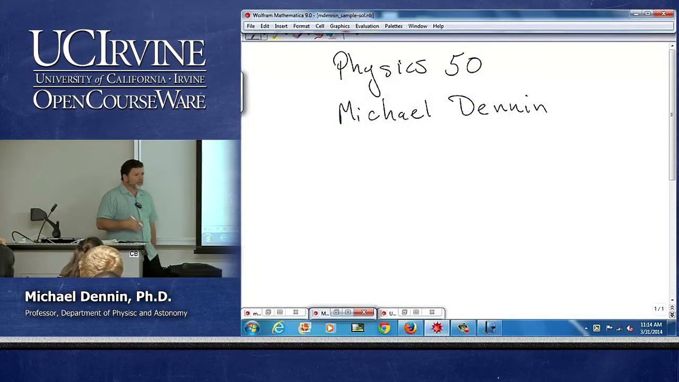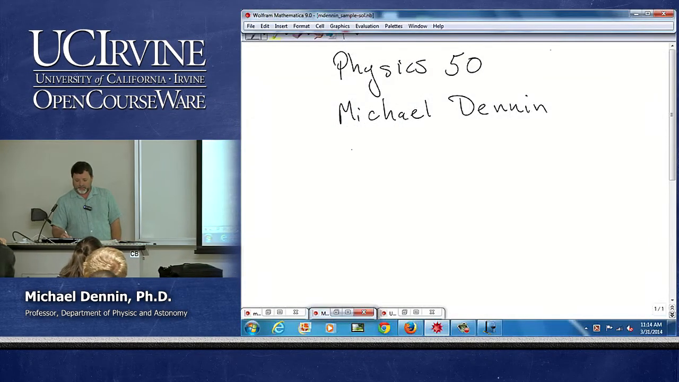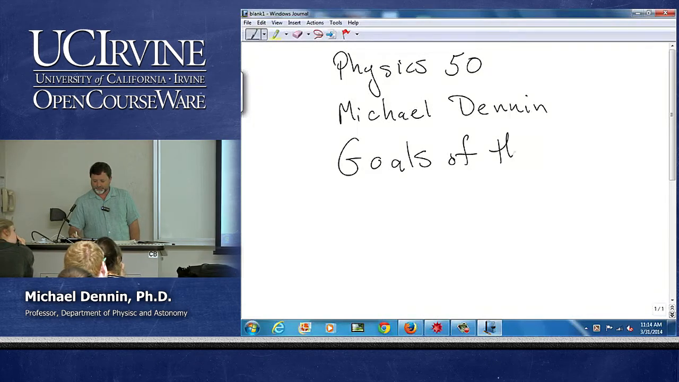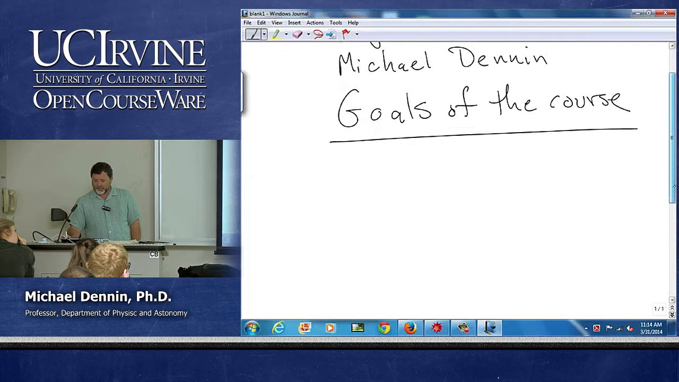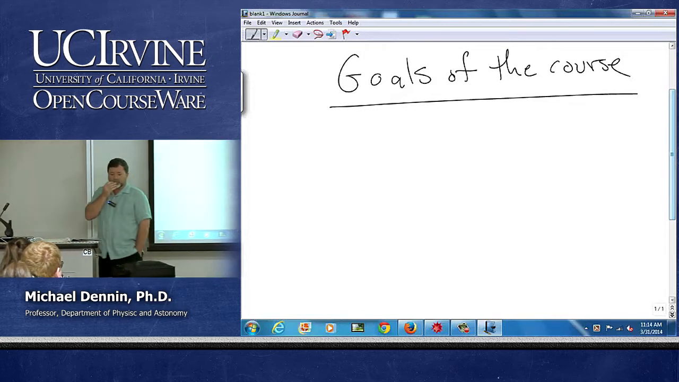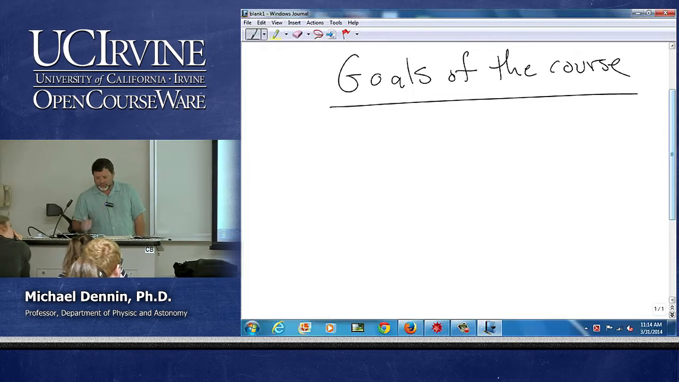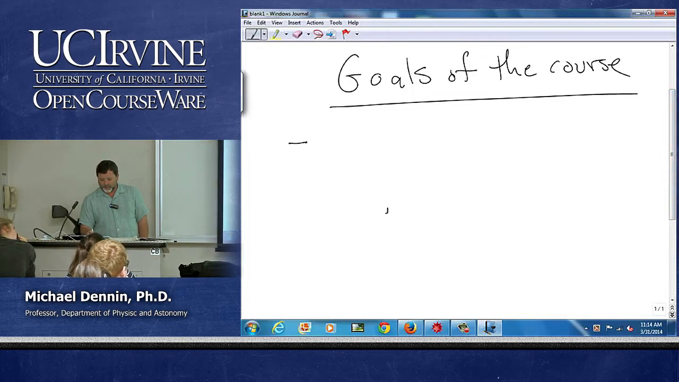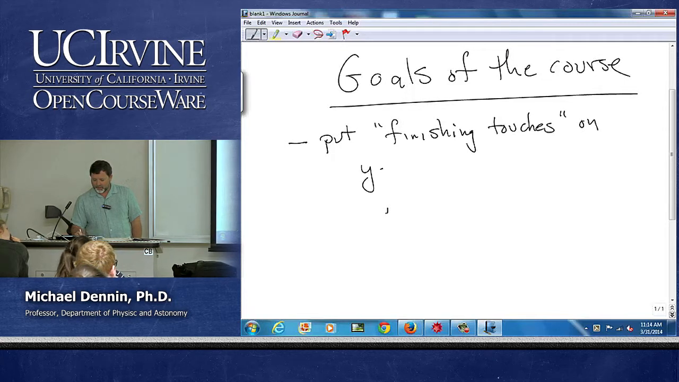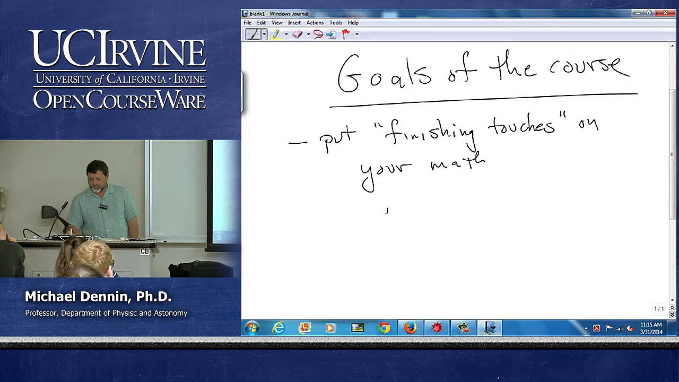The main thing to get a sense for today, the first thing really, is the goals of the course. And there's really three of them, and they align nicely with the questions people answered in the online quiz as to what they hope to get out of it, what they saw as challenging. The first is what I would call put those finishing touches on your math.